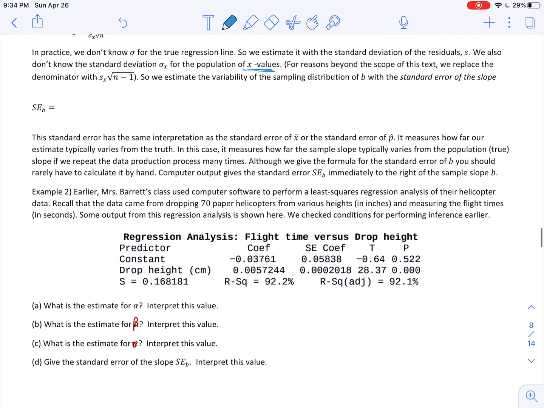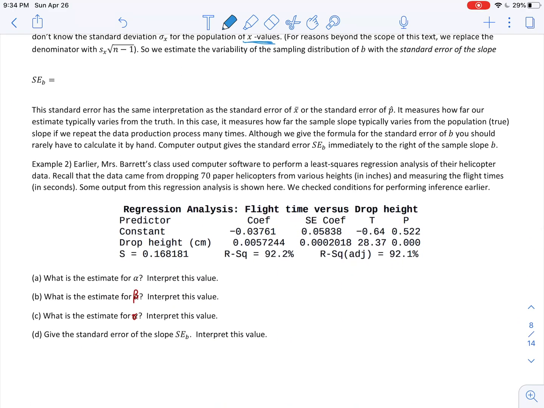And again, for reasons we're not going to get into because I don't know them and it's not in our textbook, we're going to multiply that by the square root of n minus 1 instead of just the square root of n. So we're going to estimate the variability of our sampling distribution of sample slopes with the standard error of the slope. So our formula for that is going to be that value of s divided by s sub x times the square root of n minus 1.